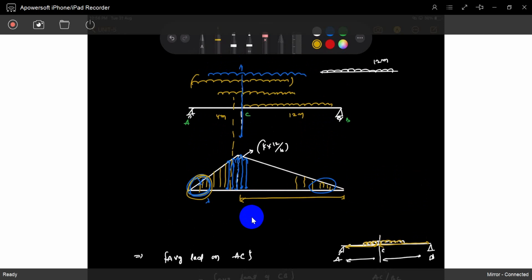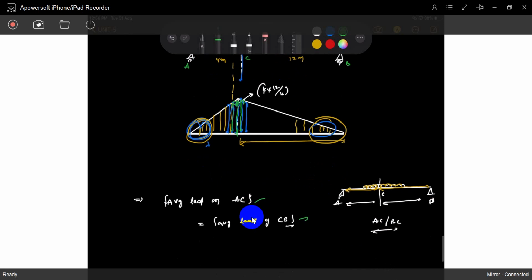Because you don't want to put the load like this, because the load is higher at the center, higher near this point, on the right side and left side. So you have to put it like this: average load on AC is equal to average load on CB. Then only you will get balanced. There is no need of proof, it is just common sense. Understood? Average load on AC is equal to the average load on BC.